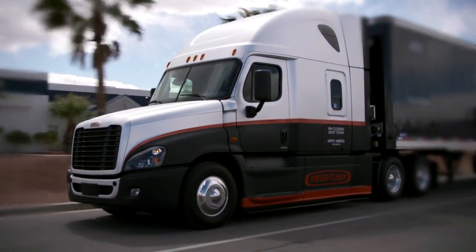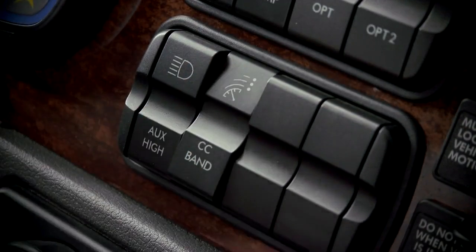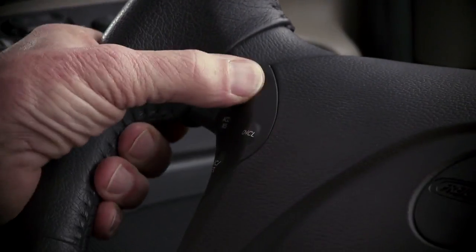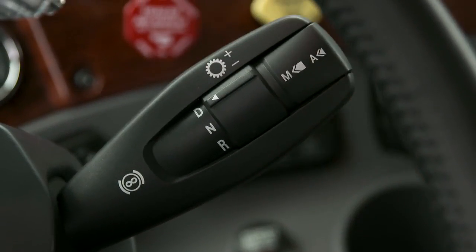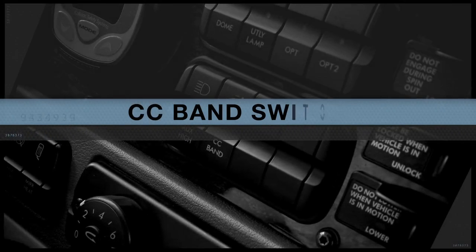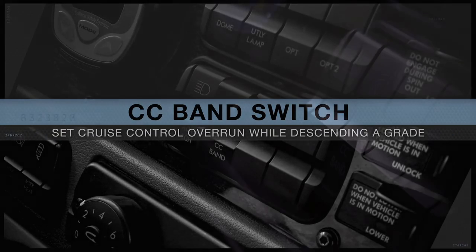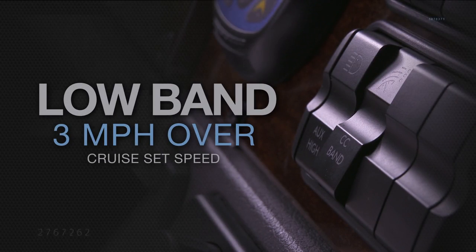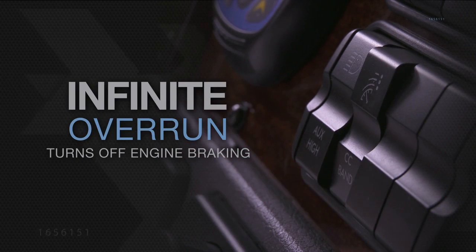The second form of engine braking is the cruise control band switch on the dash, labeled CC band. To use this feature, cruise control must be set, and manual engine braking must be in the off or auto position. The CC band switch allows the driver to set the cruise control overrun while descending a grade. The top position is the low band and allows 3 miles per hour over your cruise set speed. The middle position is medium band and allows 5 miles per hour over your cruise set speed, and the bottom position is the infinite overrun and will turn off automatic engine braking.